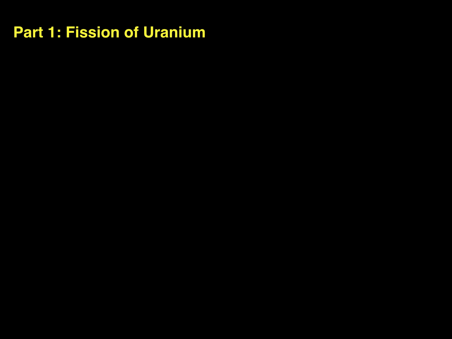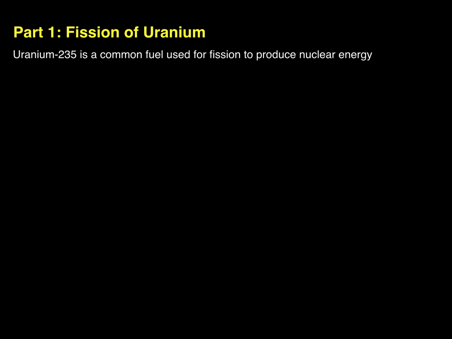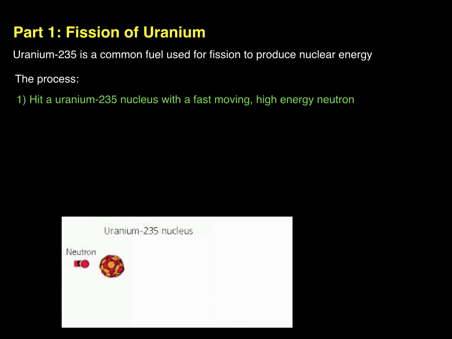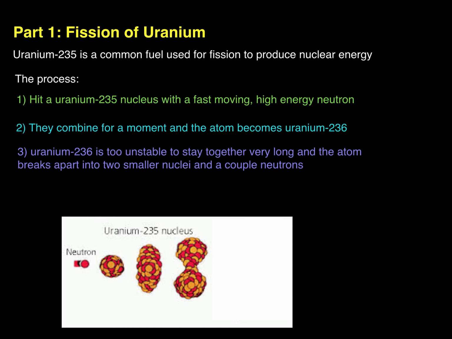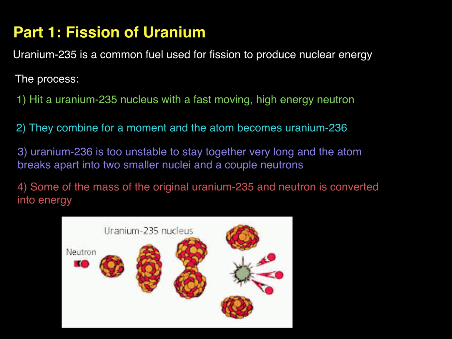Part 1. The fission of uranium. Uranium-235 is a common fuel used for fission to produce nuclear energy. The process goes like this. In the first step, you hit a uranium-235 nucleus with a fast-moving, high-energy neutron. They combine for a moment, and the atom becomes a uranium-236 atom. Uranium-236 is too unstable to stay together very long, and the atom breaks apart into two smaller nuclei and a couple neutrons. Some of the mass of the original uranium-235 and neutron is converted into energy.